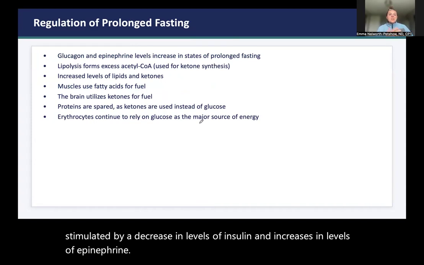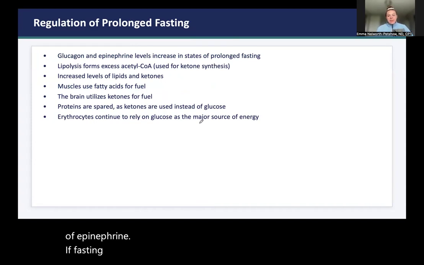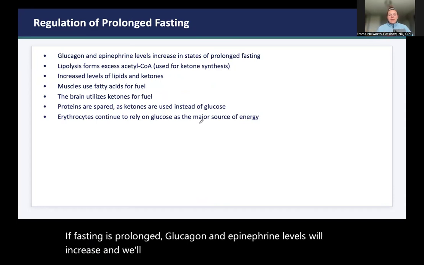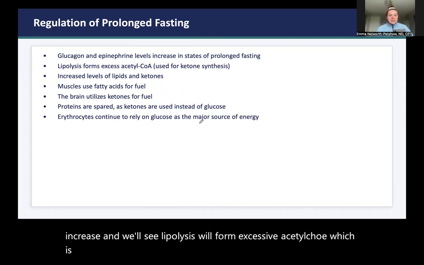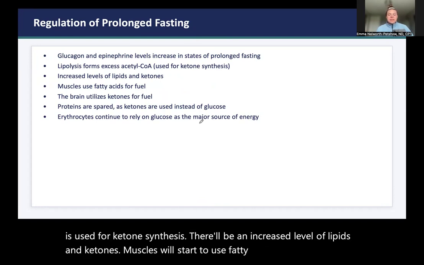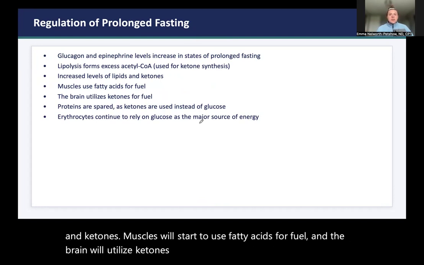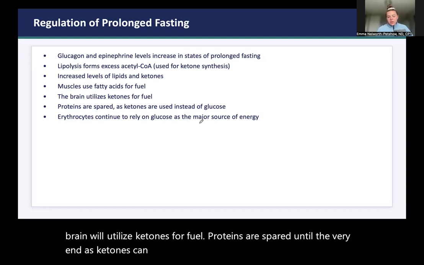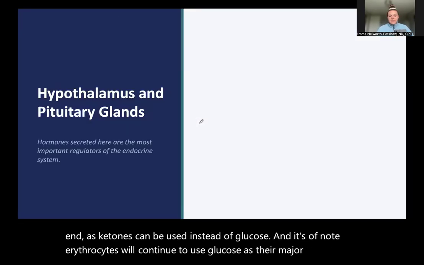If fasting is prolonged, glucagon and epinephrine levels will increase, and we'll see lipolysis will form excessive acetyl-CoA, which is used for ketone synthesis. There'll be an increased level of lipids and ketones. Muscles will start to use fatty acids for fuel, and the brain will utilize ketones for fuel. Proteins are spared until the very end, as ketones can be used instead of glucose. And it's of note, erythrocytes will continue to use glucose as their major source of energy.